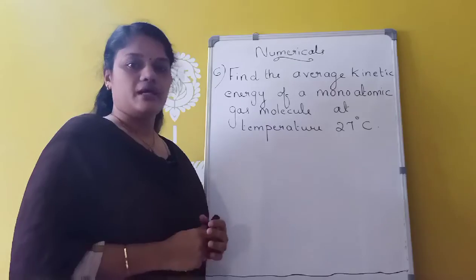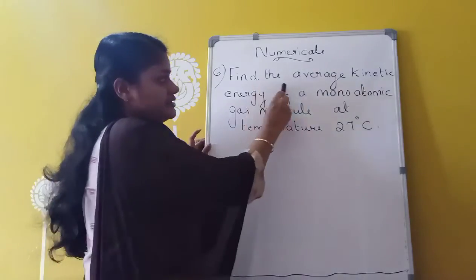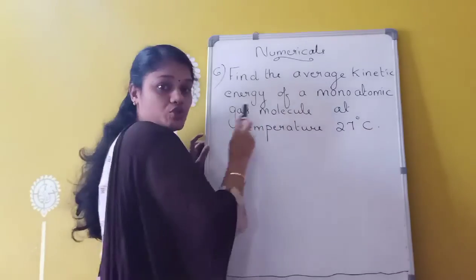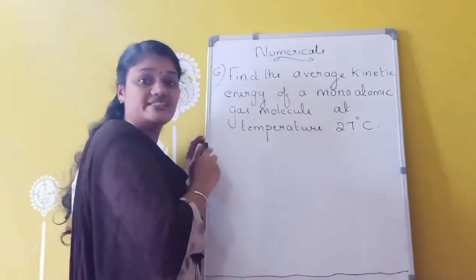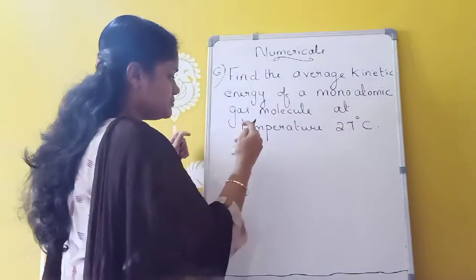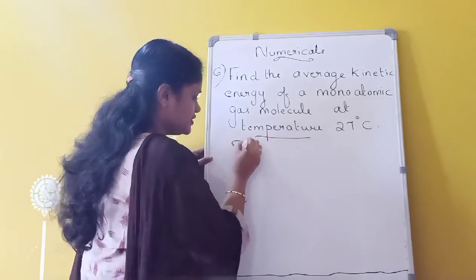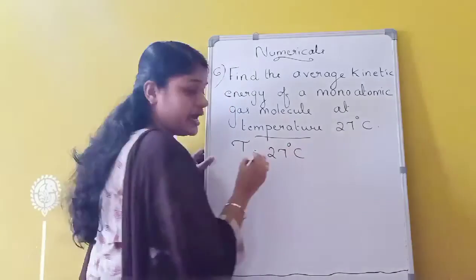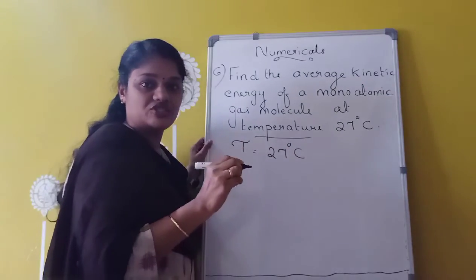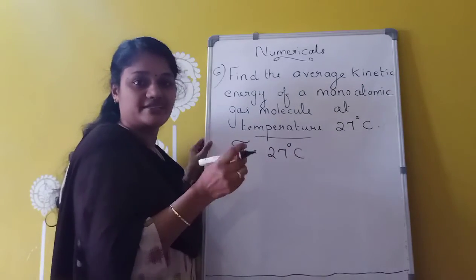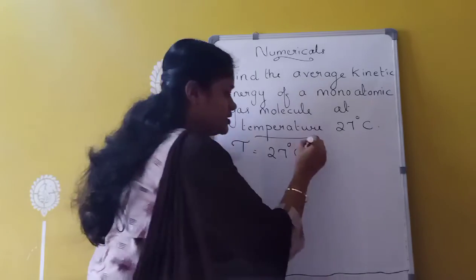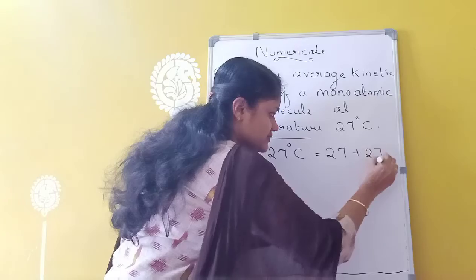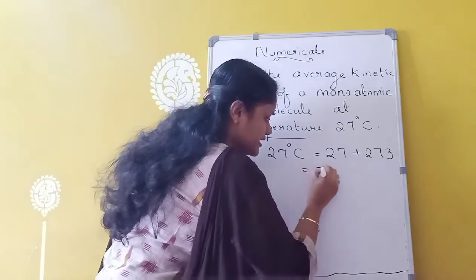Now sixth problem. Find the average kinetic energy of a monoatomic gas molecule at temperature 27 degrees Celsius. So temperature is given here, T equals 27 degrees Celsius. And we have to convert this degree Celsius into Kelvin, because Kelvin is the SI unit of temperature. So we have to add 273. So 27 plus 273 gives 300 Kelvin.